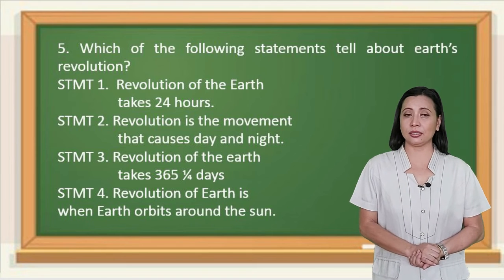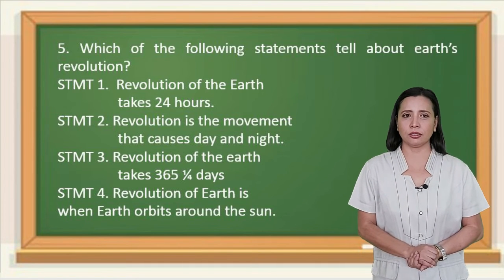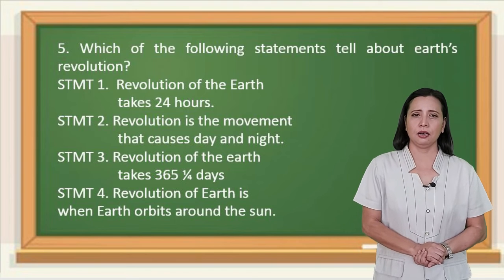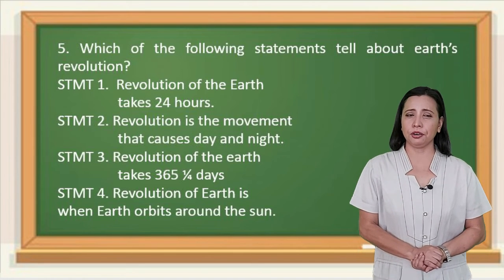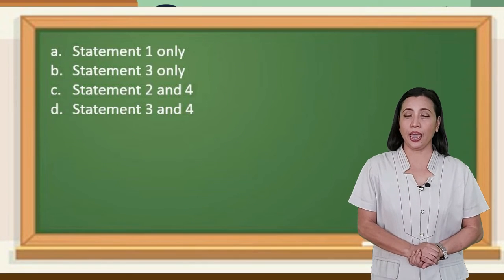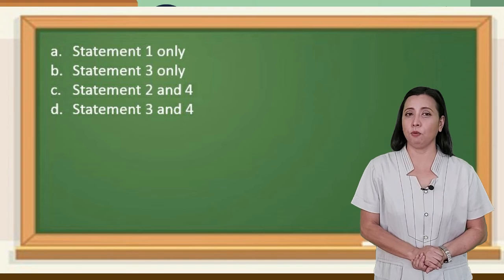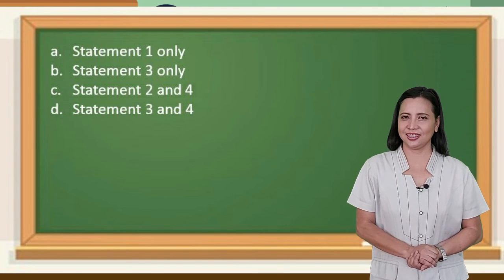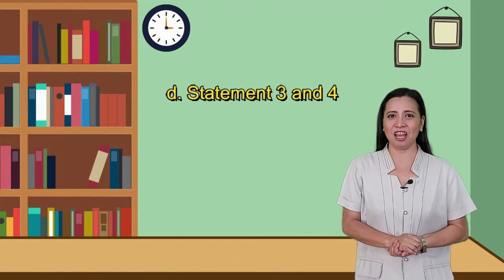5. Which of the following statements tell about Earth's revolution? Statement 1. Revolution of the Earth takes 24 hours. Statement 2. Revolution is the movement that causes day and night. Statement 3. Revolution of the Earth takes 365 and 1/4 days. Statement 4. Revolution of the Earth is when Earth orbits around the Sun. A. Statement 1 only. B. Statement 3 only. C. Statement 2 and 4. D. Statement 3 and 4. Excellent! D. Statement 3 and 4.